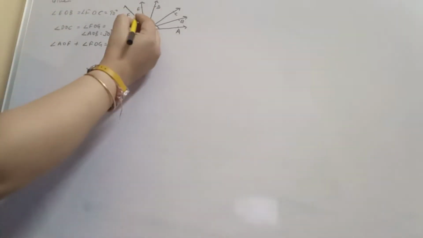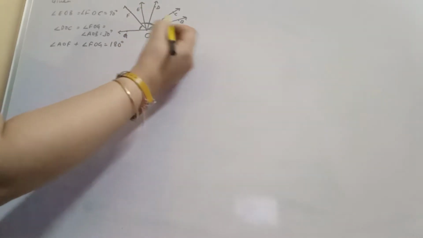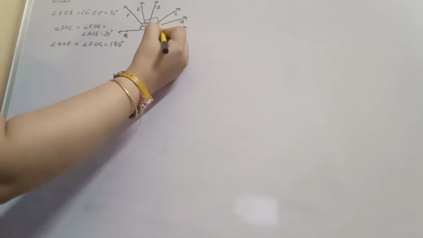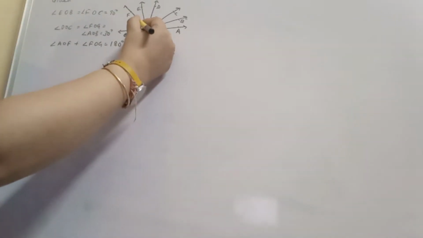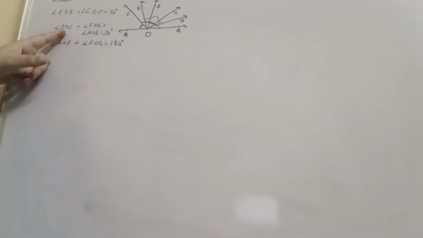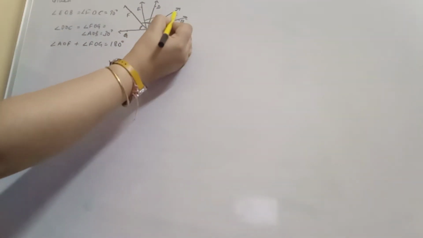What else is given? EOB is equal to FOC is equal to 90 degrees. So I will go with EOB. Here this angle, starting from E and going till B, is 90 degrees. And FOC, this angle is also 90 degrees. Further, a few other angles are given. Look at them. DOC, this angle is given to you.